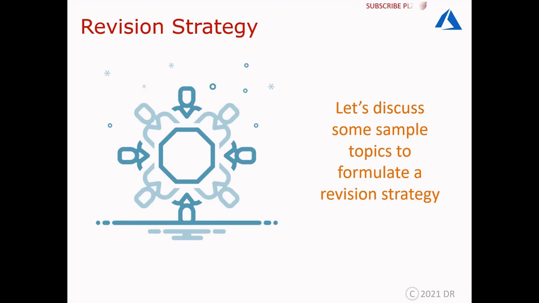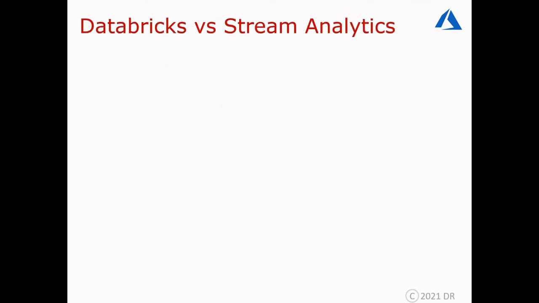Now, coming to our revision strategy, let's discuss some sample topics to formulate a revision strategy on how we can be very smart about it, and it will be super useful for us. This is one topic that you will definitely get tested on in the exam. You should have an idea of what are the keywords in the question that can help you differentiate between these tools or services, and, as I would say, the elimination strategy. If you have a question which has Databricks, Stream Analytics and some other options as well, you should be able to identify whether you want to go for Databricks or Stream Analytics, right?